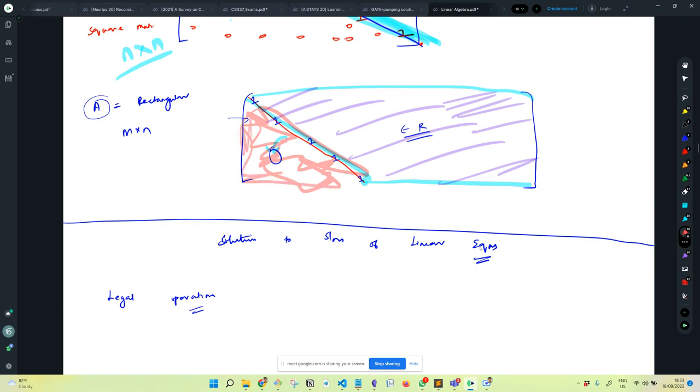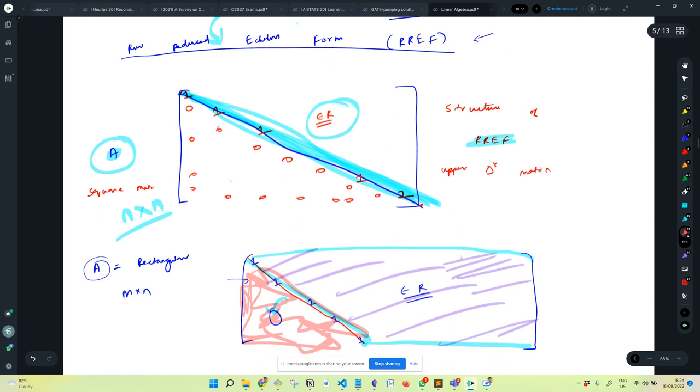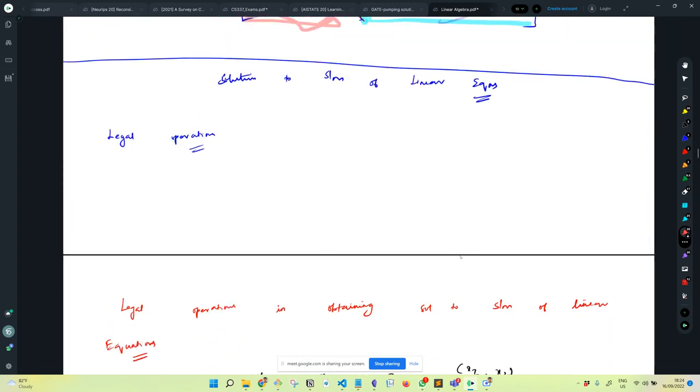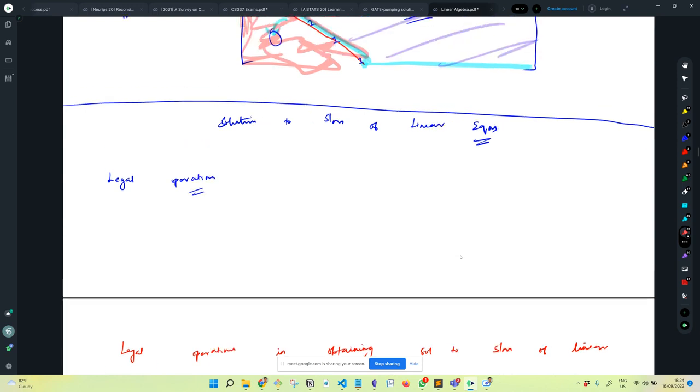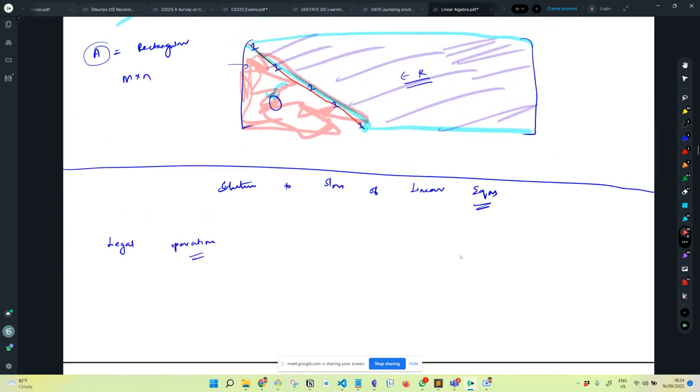Okay, so I hope the structure of RREF is clear, right? Now, next we were discussing how to convert a given matrix into a row reduced echelon form, meaning how to convert a given arbitrary matrix into a form where leading diagonals have ones. Basically, I think you get the point, right?